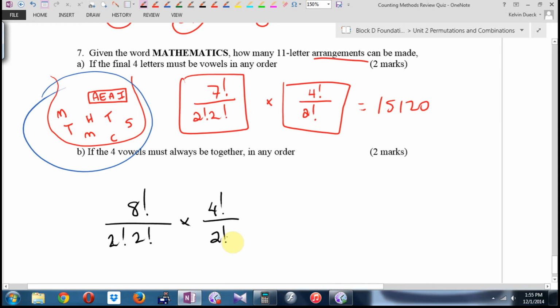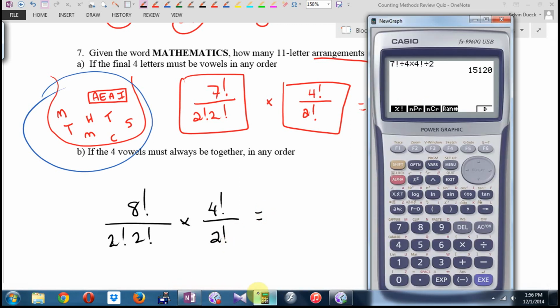There's the notation. I think now, since I didn't say it had to be at the end, what we're really saying is, you know what? You can mix it up 8 extra ways. So it's going to be 8 divided by 4, because that's 2 factorial, times 2, which is 120,960.